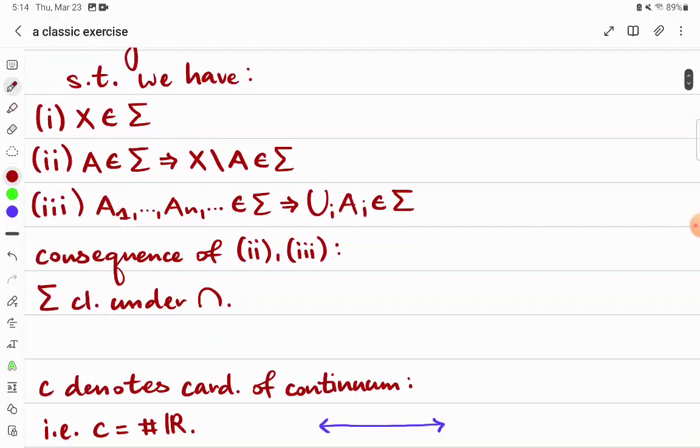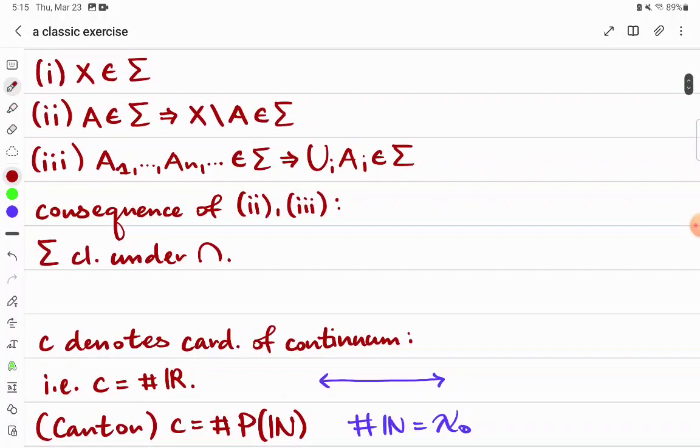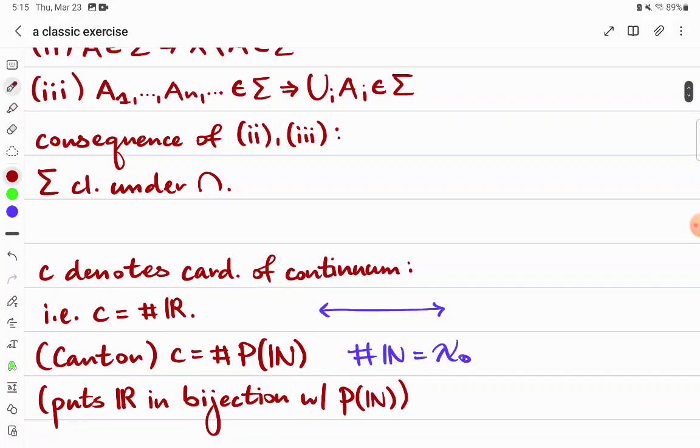And now let's look at the other side of the inequality, where we have this little letter c denoting the cardinality of the continuum. So the continuum just refers to, in this case, the set of real numbers. So c is just the cardinality of the real numbers, that is, their size. Now a result of Cantor shows that the cardinality of the continuum is in fact equal to the cardinality of P of N. So the real numbers are actually put in bijection with the power set of natural numbers. The natural numbers are countable, that is, their cardinality is aleph null, the smallest kind of infinity.